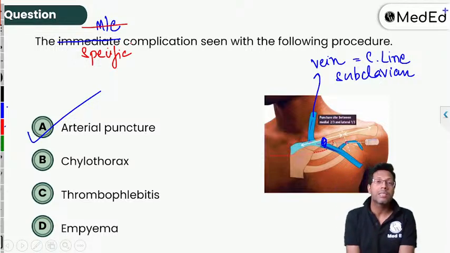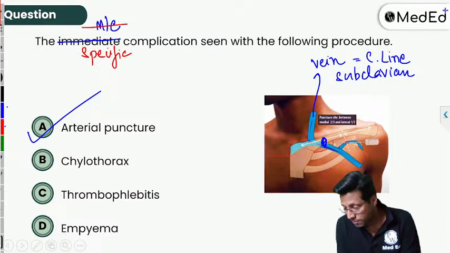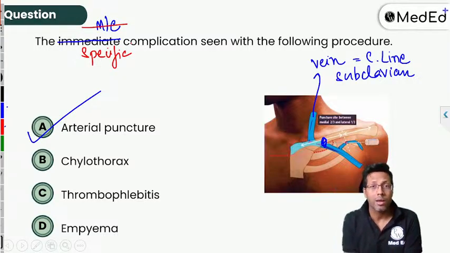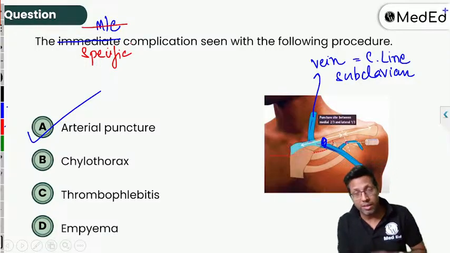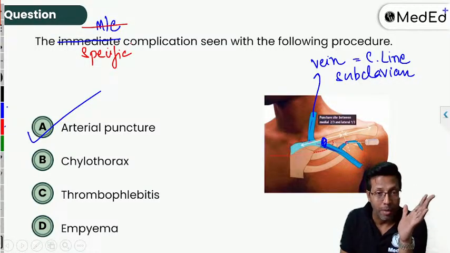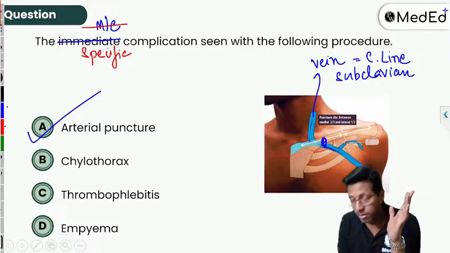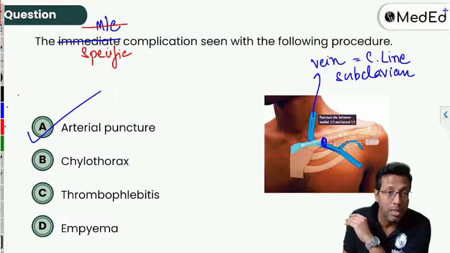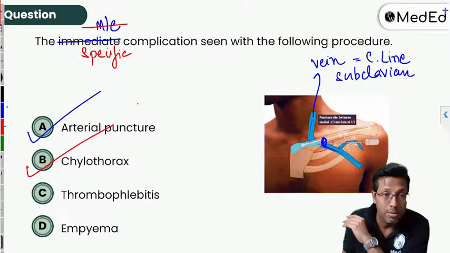This was an INI-CET question 2023. How will empyema happen? What is empyema? Infection, it will need time to develop empyema. It's going to take time. Am I right? Yes, the answer is B, chylothorax.